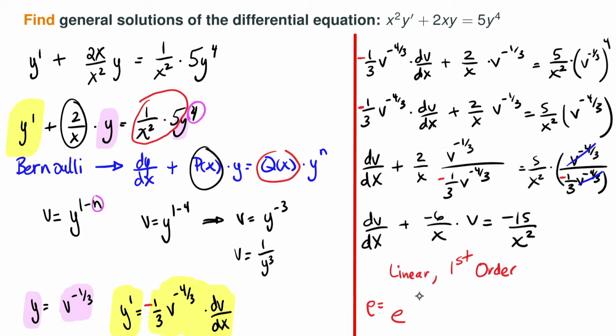It is going to be e raised to this term, the term that's getting multiplied by just the v. So we have the integral of negative 6 over x dx. Now this is e to the negative 6 ln of x. But remember properties of logarithms, constant multiples are really exponents to the input. So this becomes e to the natural log of x to the negative 6. E and natural log are inverse functions, so this will just simplify to our integrating factor being x to the negative 6. Now we'll multiply both sides of the equation by our integrating factor x to the negative 6.